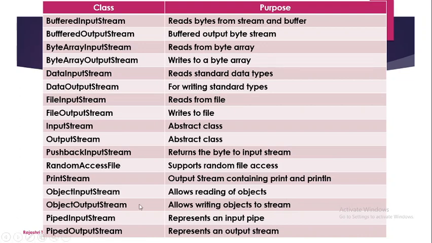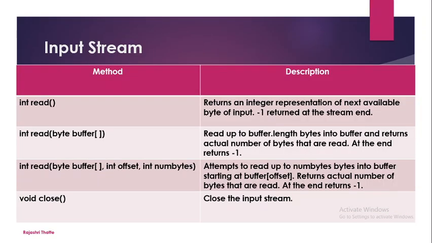Object input stream: this class will allow reading of objects, so here the source will be an object. Object output stream: here the destination will be an object. It will allow writing objects to a stream. Pipe input stream represents an input pipe, whereas pipe output stream represents an output pipe. These are the classes which we have seen in the hierarchy for input stream and output stream.